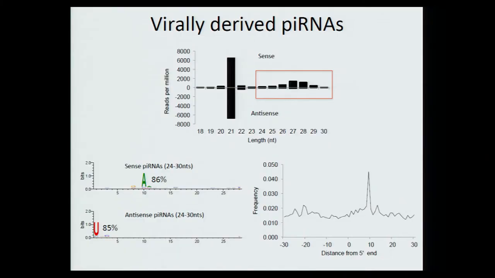And so just to take a closer look at this larger pool of small RNAs, they bear all of the hallmark characteristics of bona fide piRNAs in that they have the size that we expect, they have a sequence bias where the antisense have a U1 bias and the sense have an A10 bias, and they have a strong propensity for an overlap at 10 nucleotides.